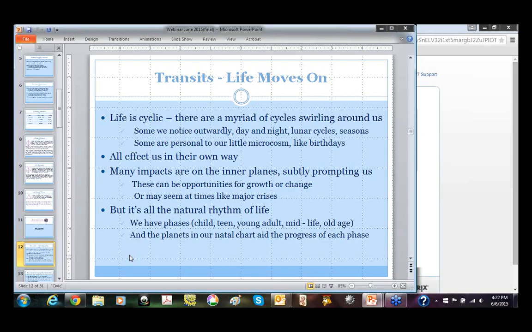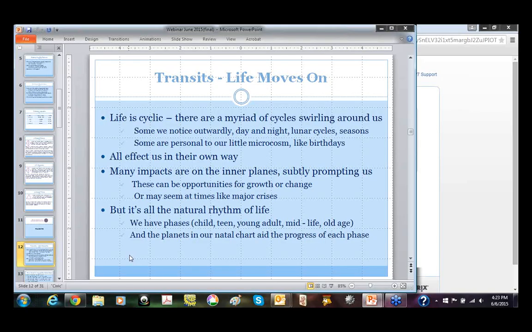Many of these cycles impact only on the inner planes, consciously or unconsciously. For example, retrograde and planetary cycles affect each of us in individual ways because they happen in different signs and houses, depending on our own natal chart. These can be opportunities for growth or change, or may seem to be major crises for us. But it's all this natural rhythm of life.